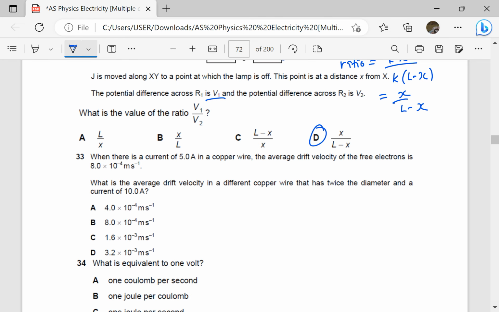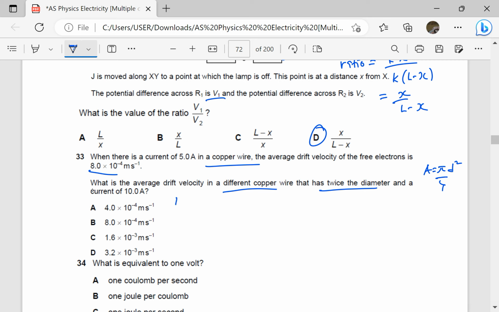When there is a current of 5 amperes in a copper wire, the average drift velocity of free electrons is 8 times 10 power negative 4 meters per second. What is the average drift velocity in a different copper wire? It is still copper, so resistivity is the same. N is the same, E is the same, but with twice the diameter, the area is different. Remember, area is pi d squared divided by 4.